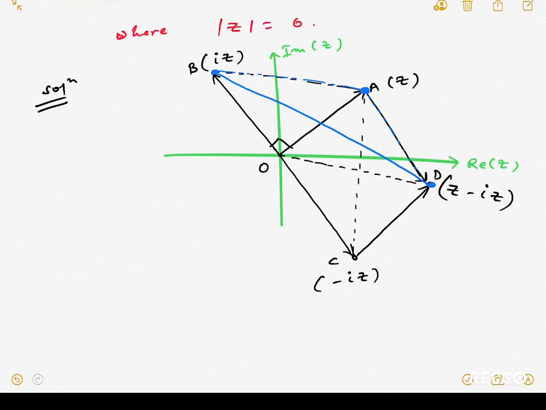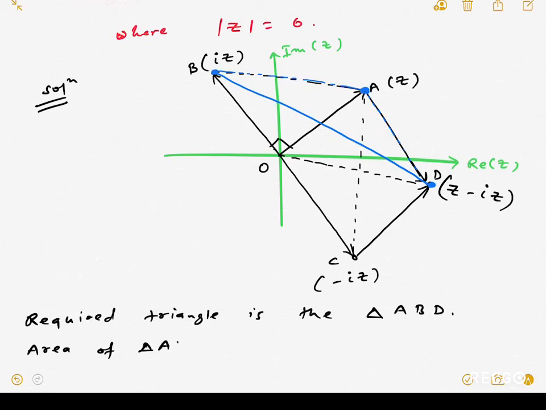As you can see, area of triangle BAD is same as area of triangle OAB, because both of them represent half of the area of the parallelogram. But area of triangle OAB can be found very easily, because it is a right angle triangle, and area of a right angle triangle is half into base into height. Very simple.